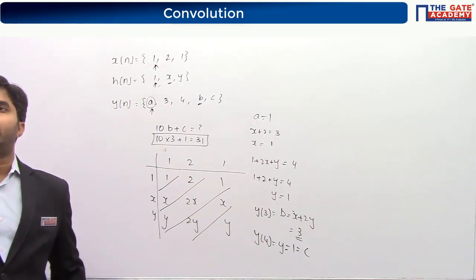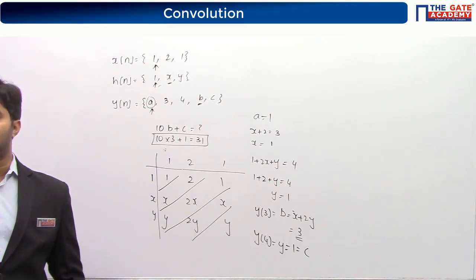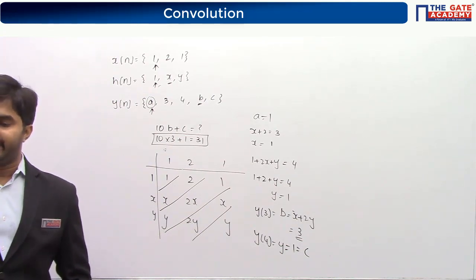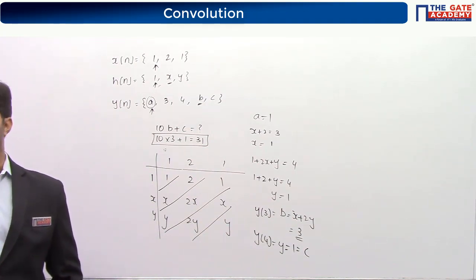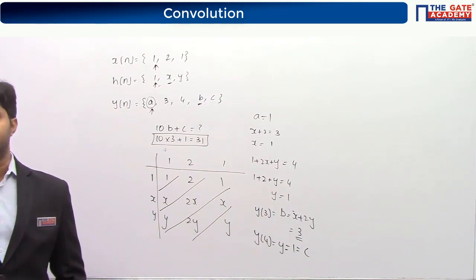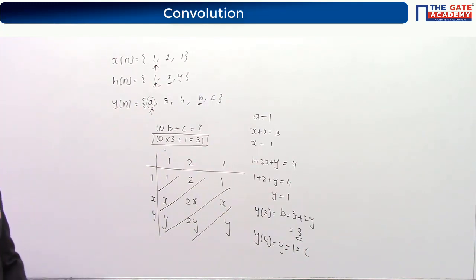If it is not given, by default, does the sample start at n equal to 0? No, we cannot take that assumption. It needs to be given for solving the question. Even in this particular question, it is clearly given that x of 0 is mentioned and h of 0 is mentioned. Okay, I'll repeat once again.